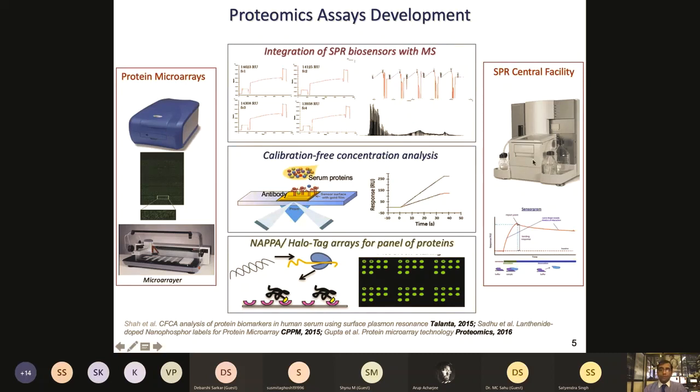Also, we have a surface plasmon resonance Biacore instrument, which can be used for protein drug interaction analysis. And as I said, we are interested not just in these instruments, but also in how to develop assays which can utilize the integrative power of different technologies. For instance, in SPR, surface plasmon resonance, you are measuring the binding or kinetics of a given interaction, right?